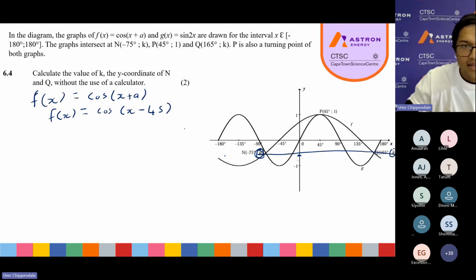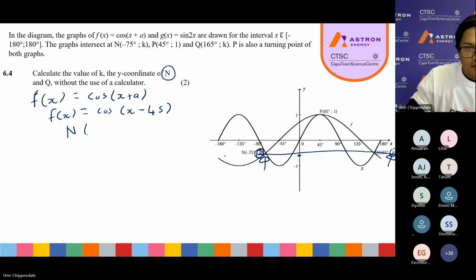Now, we know that k is on both graphs because they literally told us that k is here and k is here. So what we're going to do is take one of these points. Let's maybe take n, because we are speaking of n over here. So what was n? N was negative 75 degrees and k. Right? So we had it like this. Now all we're going to do is take this point and plug it into here. This is our x value. This is our y value.